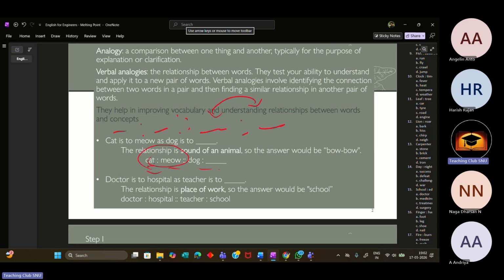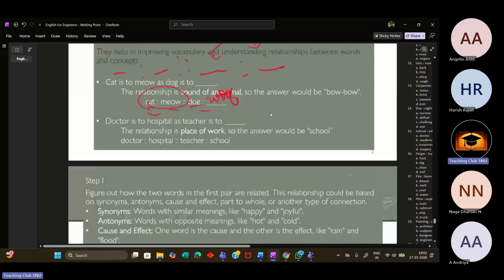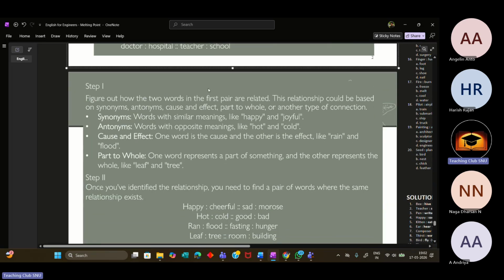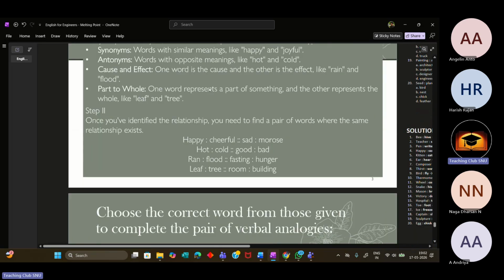If a cat's sound is meow, and a dog's sound is woof. Oh, bow, sorry. Same stuff. We just have to figure out the relationship between the first two words, base it on that, and then provide the same relationship for the third and fourth. That's as far as the verbal analogies are concerned.